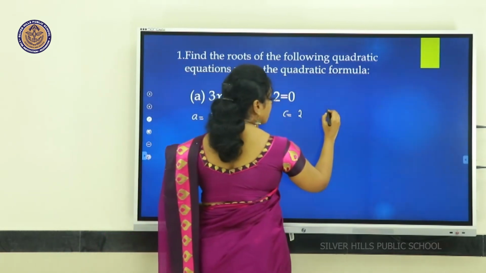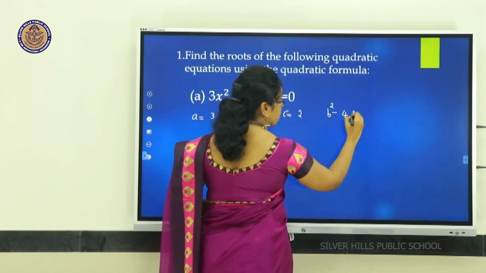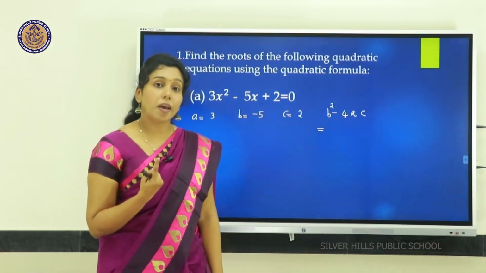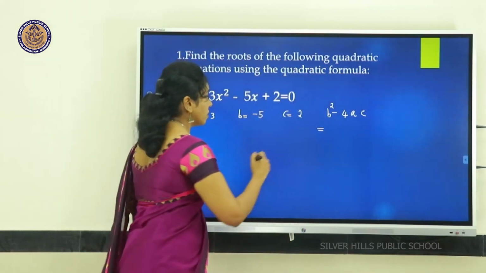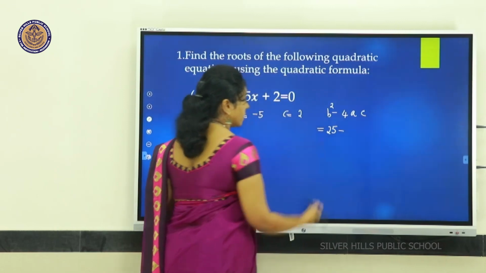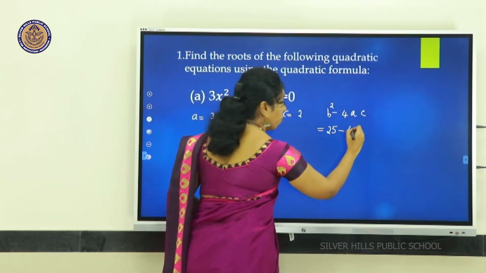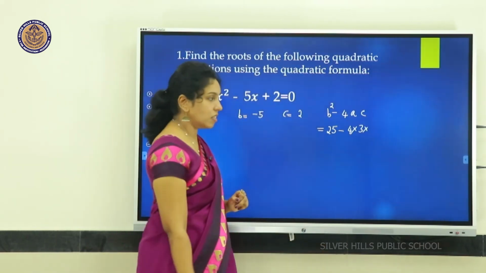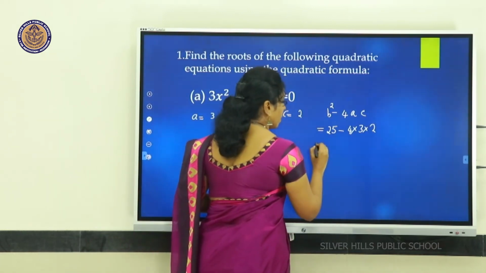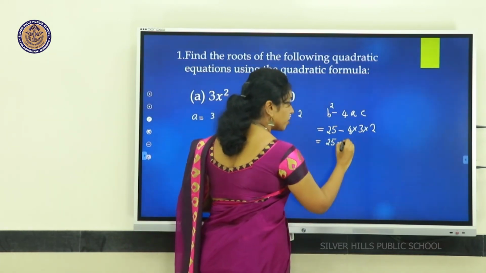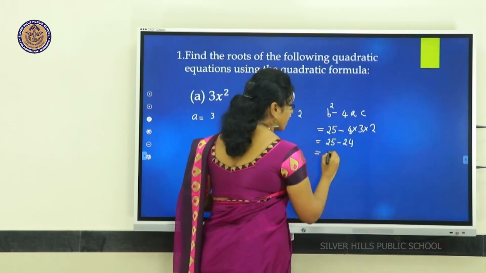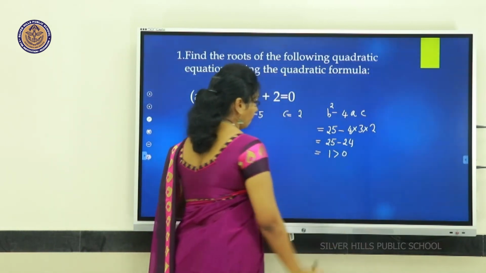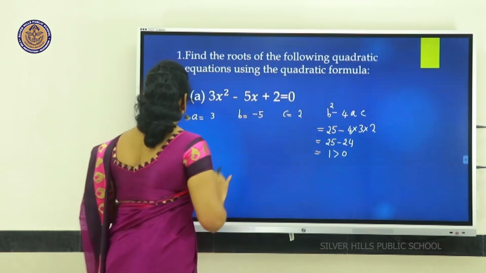Now we are going to find one more term, that is b square minus 4ac. And what is that? b is minus 5. So b square means minus 5 the whole square, that is 25, minus 4 into a, a is 3, into c, c is 2. That's equal to 25 minus 24. We are getting 1, a number which is greater than 0. So all the necessary things are ready here.